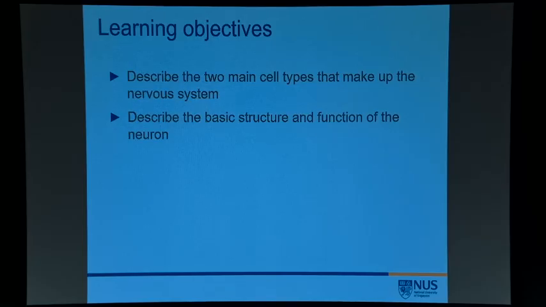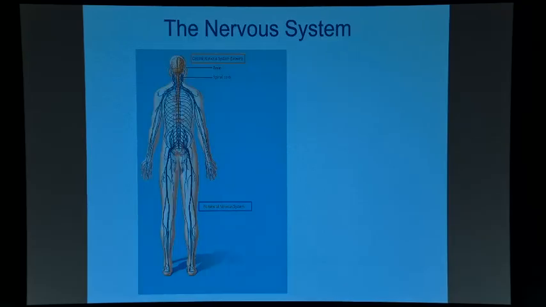We can start with a general overview of the nervous system, and it's often divided into what we call the central nervous system, which is made up of our brain and our spinal cord, and the peripheral nervous system, which is shown in blue here, which refers to all the other nerves that run throughout the rest of our body.